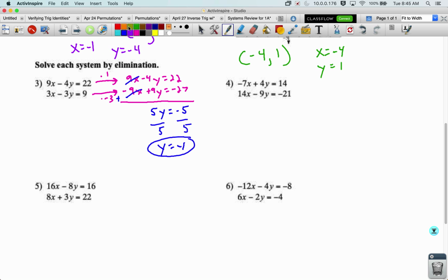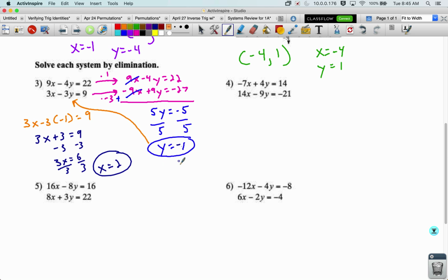I've only found one of my answers, so I gotta go plug that back in. I can plug it in wherever I want, so I'll just plug it in right there, easy spot. Now the equation is 3x minus 3 times negative 1 equals 9. Multiply this here, we get 3x plus 3 equals 9, minus 3 minus 3. 3x equals 6, divide by 3, x equals 2.